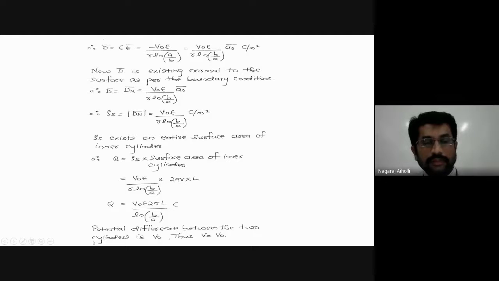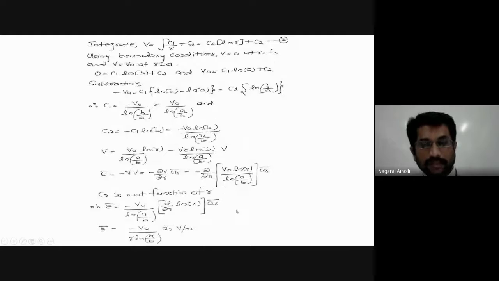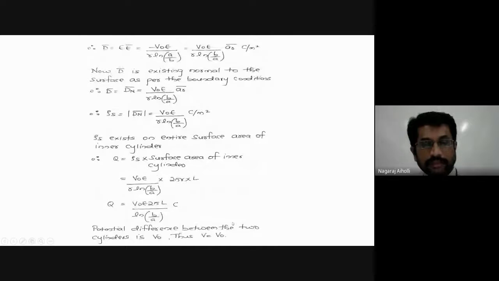The potential difference between the two cylinders is V naught, because the outer surface is at 0 potential and the inner surface is at V naught potential. V naught minus 0 is V naught. Therefore, the potential difference between the inner and outer surfaces is V naught, thus V is equal to V naught. Okay, note down these steps quickly. Make it a little fast.